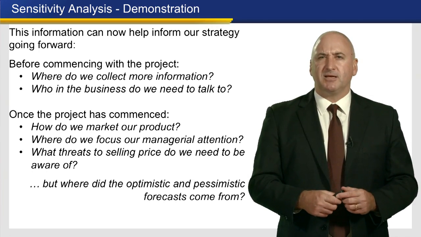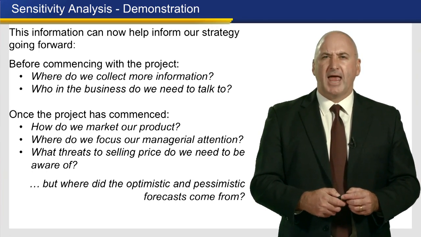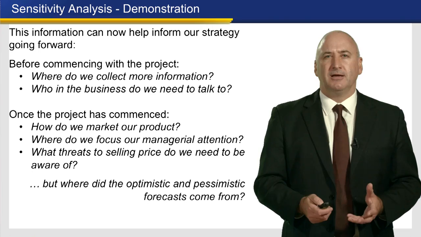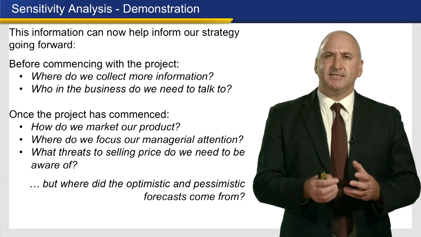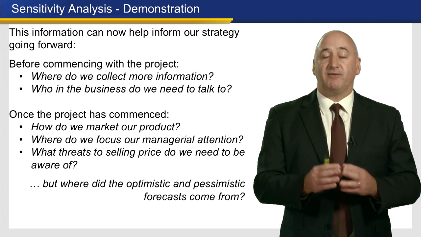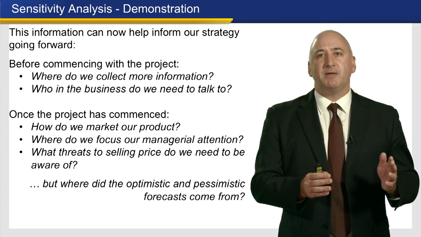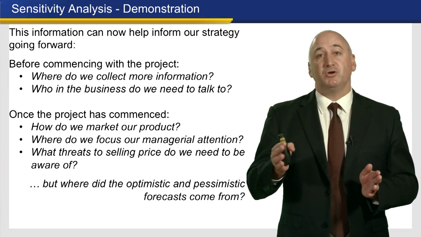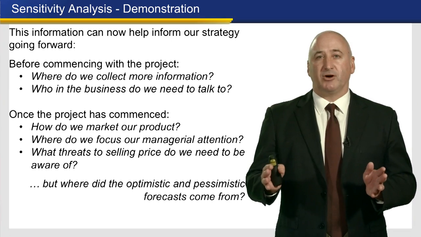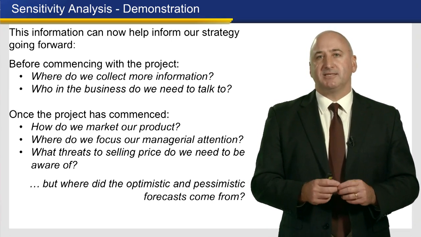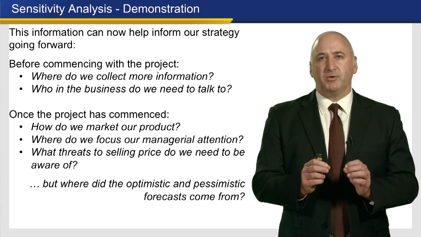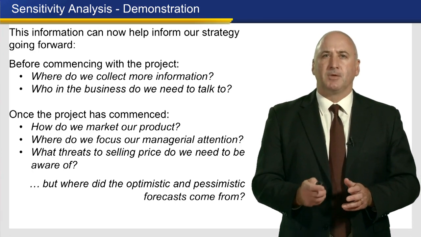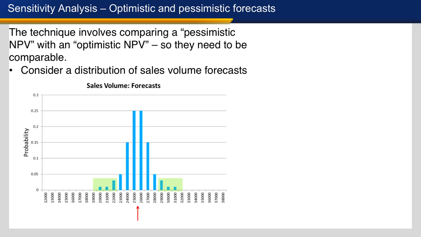But where did our optimistic and pessimistic forecasts come from? How optimistic is optimistic? How pessimistic is pessimistic? If you think about the technique, sensitivity analysis requires us to compare firstly for each variable an NPV using a pessimistic forecast with an NPV for that variable using an optimistic forecast of that variable. So there needs to be a common basis of comparison within a variable, and then we compare those ranges between variables as well. So let's firstly deal with sales volume.